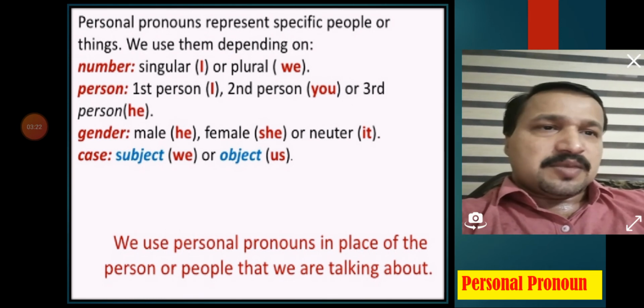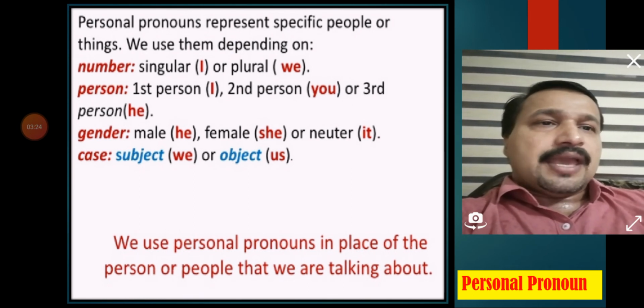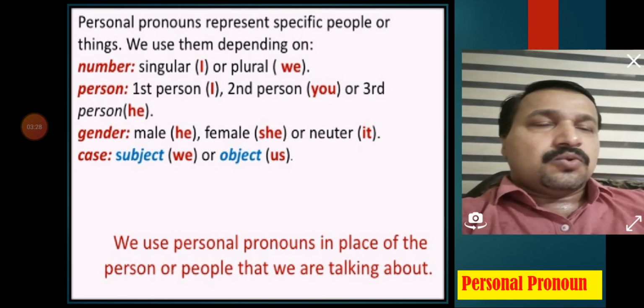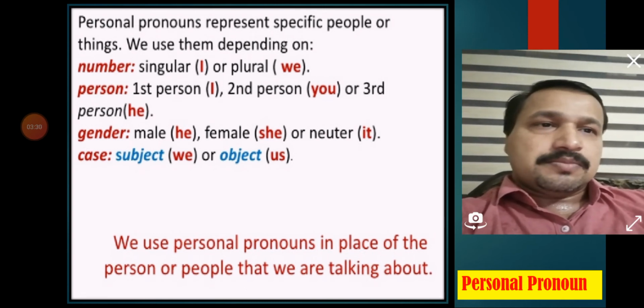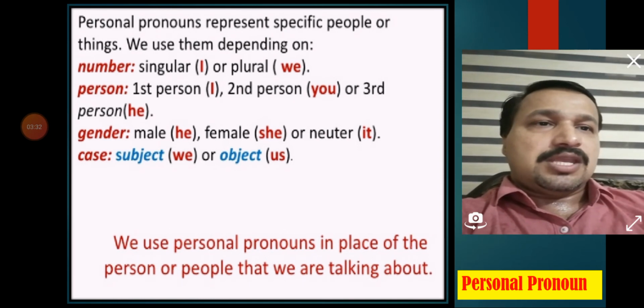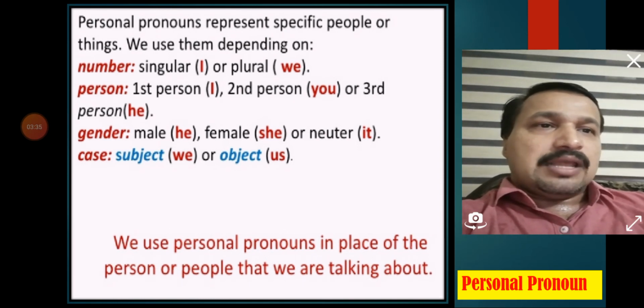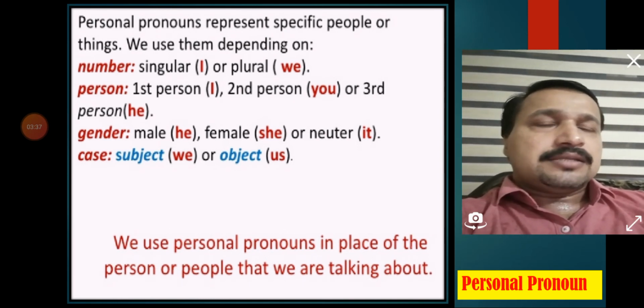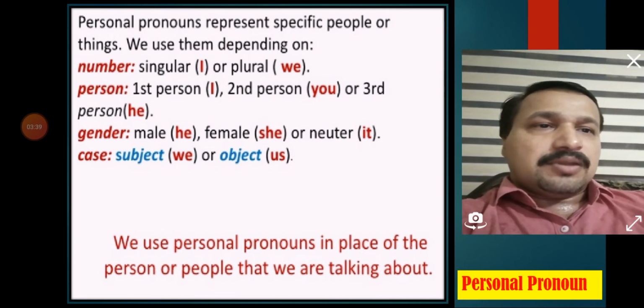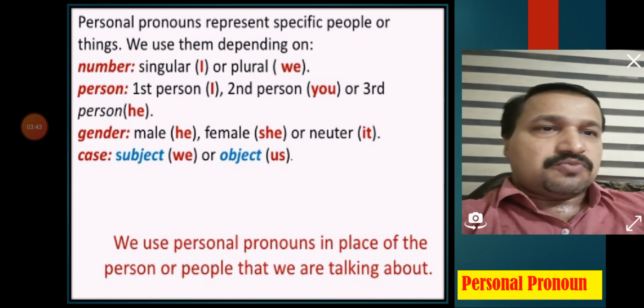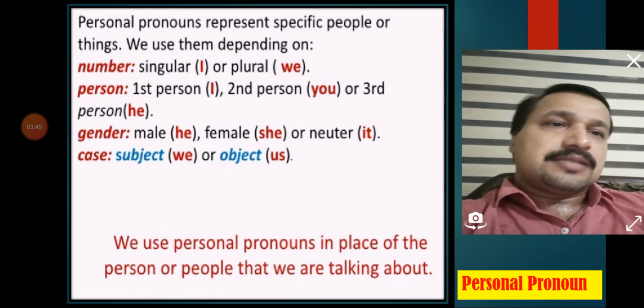The third person: suppose when I and you are here talking about another person who is not here with us, it can be he or she or they, or an object, it or that. Such pronouns are called third person pronouns. There are 3 persons: first person, second person and third person.